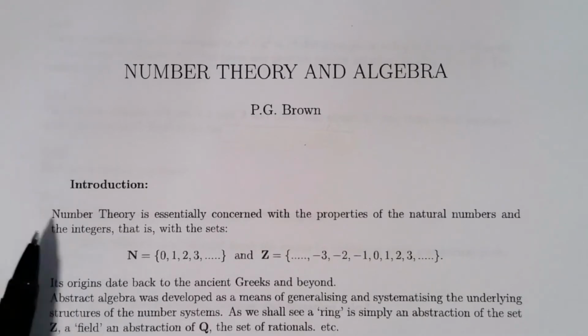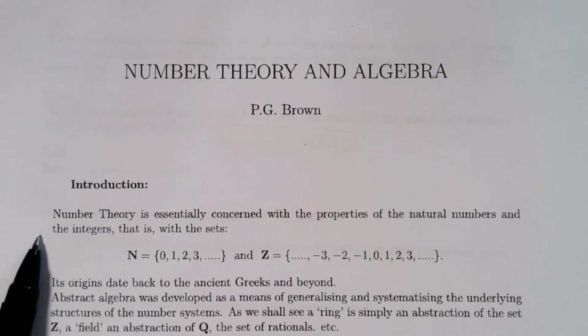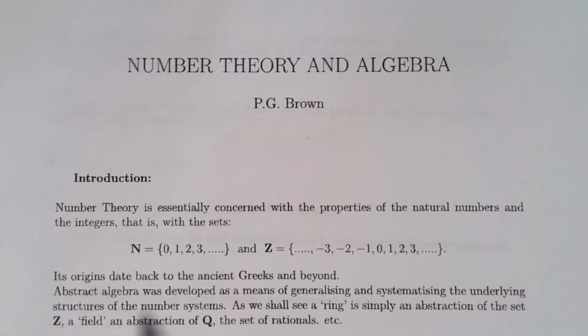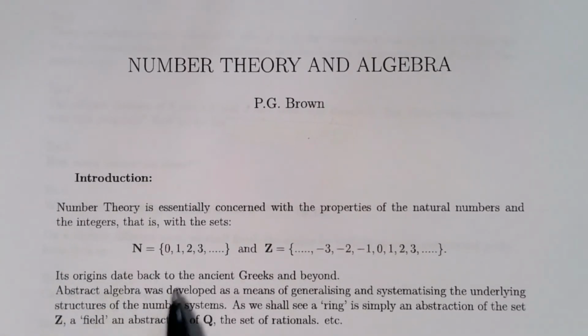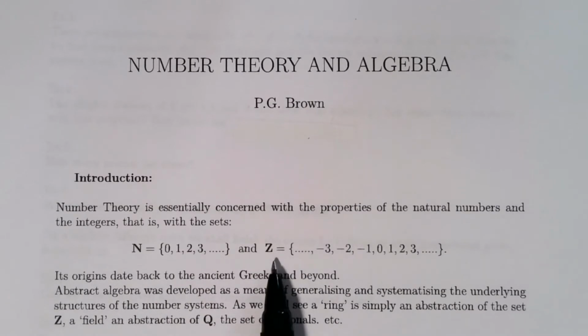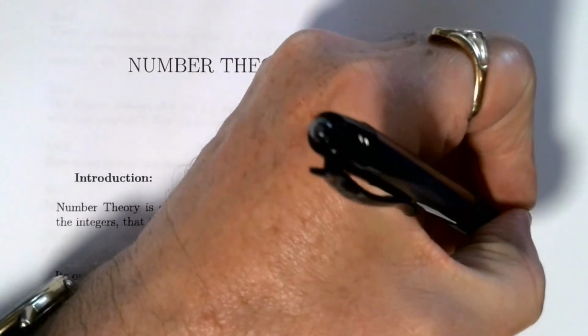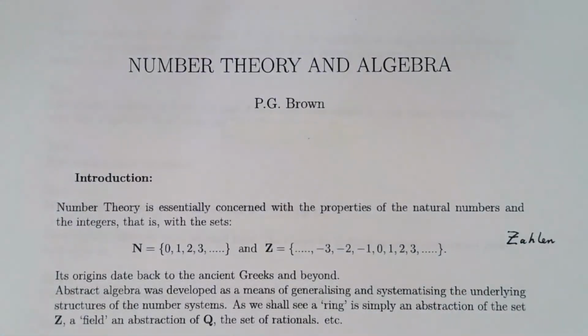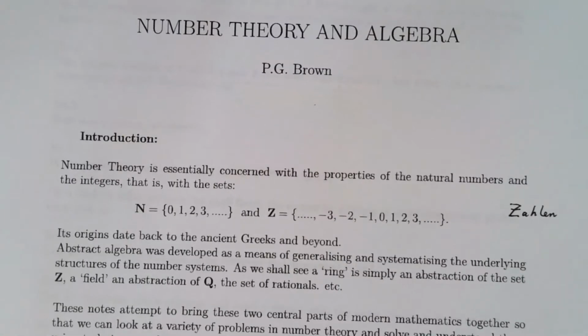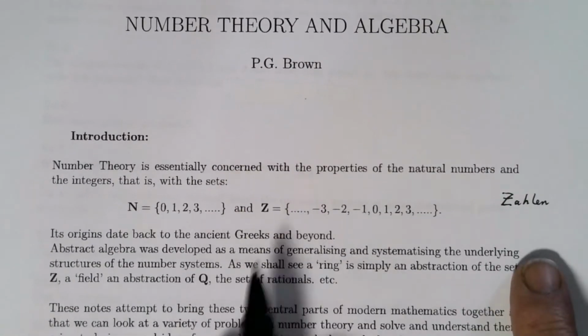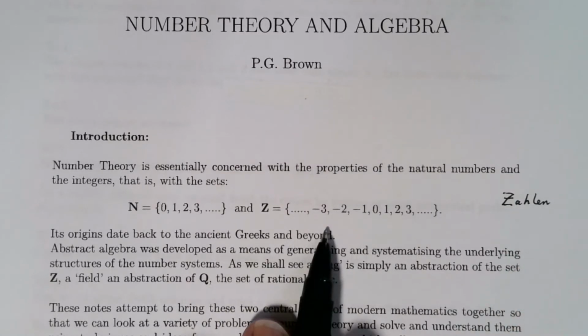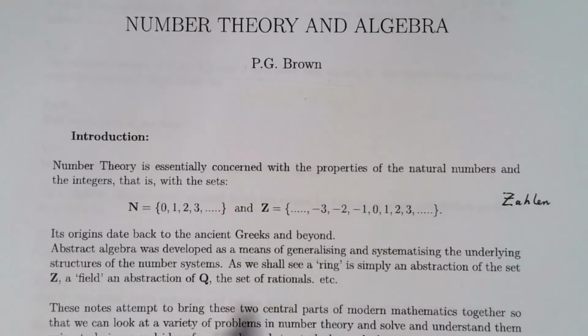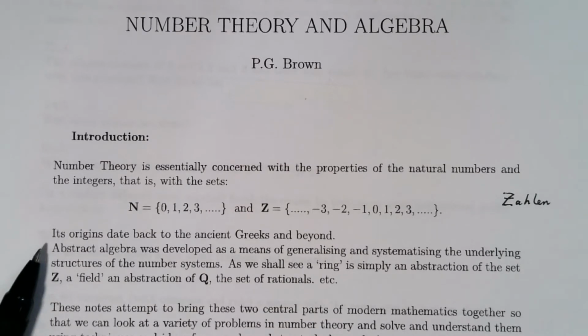So number theory is essentially concerned with the properties of natural numbers and integers, that is with the sets N, which are the natural numbers 0, 1, 2, 3 and so on, and the set Z. Z, of course, standing for the German word Zahlen, which is the word for number, or numbers in German, and it was German mathematicians that first used this symbol, and so we use Z for the set of integers, which includes the negatives. Now, number theory itself goes right back to the ancient Greeks and probably earlier.